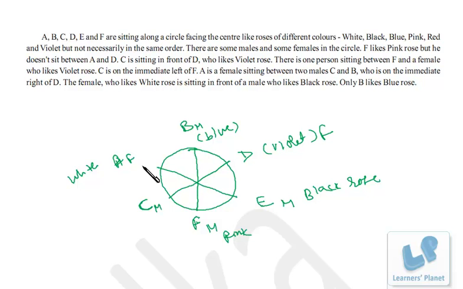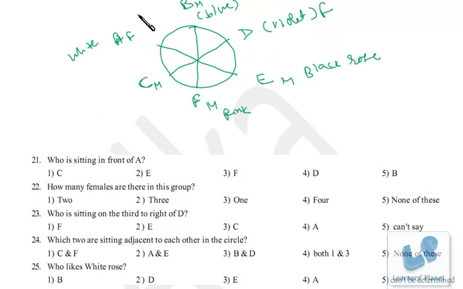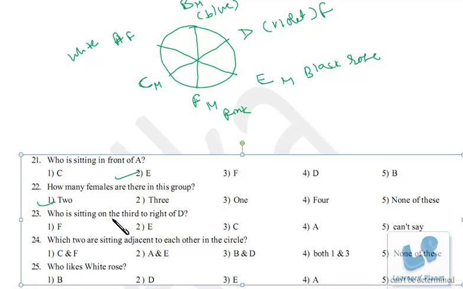Now let's answer the 5 questions quickly. Who is sitting in front of A? E. How many females are there? 2. Who is sitting third to the right of D? 1, 2, 3. C. Which two are sitting adjacent to each other in the circle? C and F? Yes. A and E? No. B and D? Yes. Both 1 and 3, so this is the correct answer. Who likes a white rose? That's A.